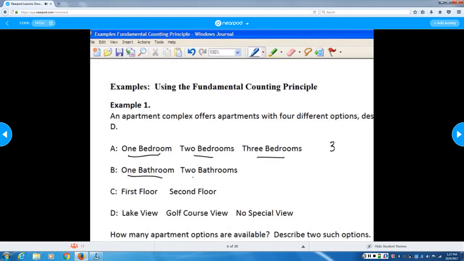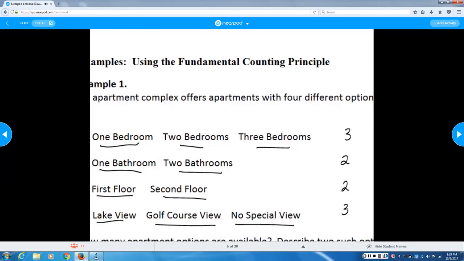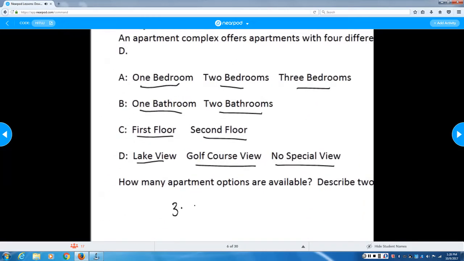Option B is the number of bathrooms. You can have 1 bathroom or 2 bathrooms. We have 2 options here. Option C is the floor: it could either be on the first floor or the second floor of the apartment complex. There are 2 options. Option D is the view: you can have a lake view apartment, a golf course view apartment, or no special view at all. And so there's 3 choices. According to the fundamental counting principle, we will find how many apartment options are available by saying 3 times 2 times 2 times 3.